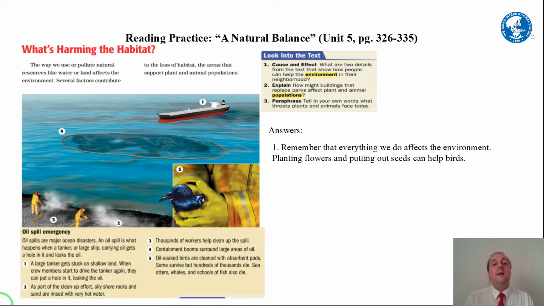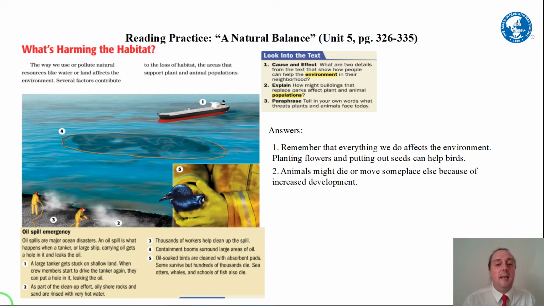Number 2, they talked about an example. Planting flowers and putting out seeds can help birds. Birds have something to eat. Now there are more birds. The birds and the flowers are part of the environment. They help each other and they help us.